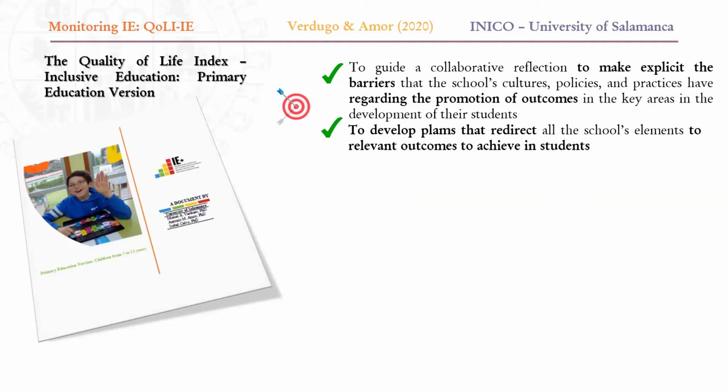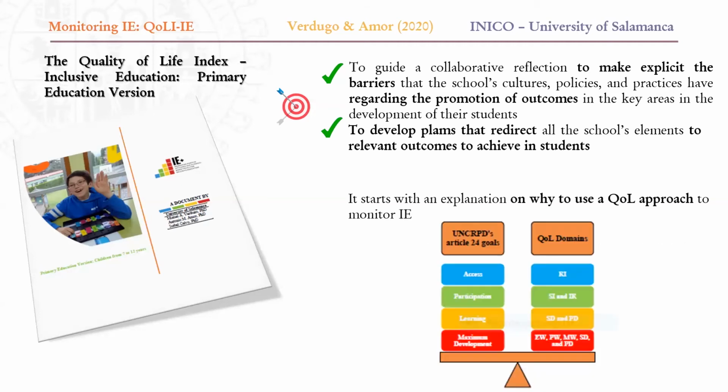Normally, when we use this tool, we focus on a specific quality of life domain, the one which is most threatened in a given school. As you can see, the Quality of Life Index for Inclusive Education starts with a justification on why to use a quality of life approach and what it can bring for monitoring inclusive education. And then the steps that schools can follow to adopt this tool are presented.